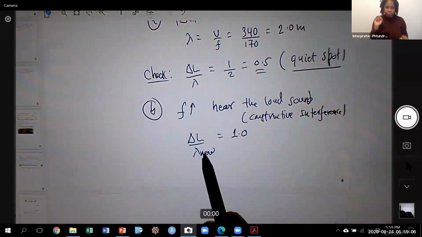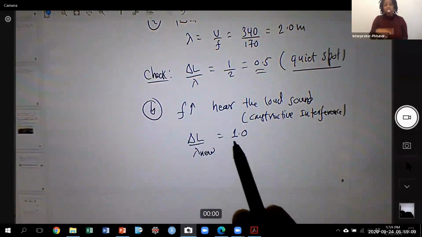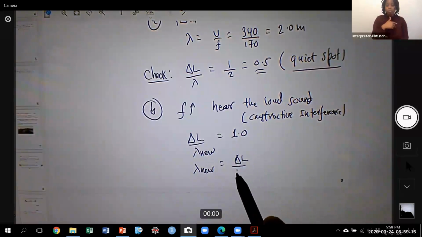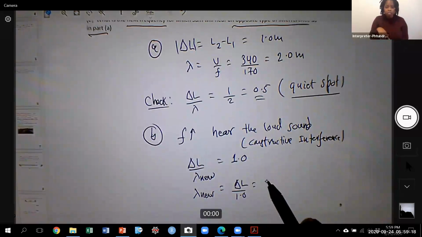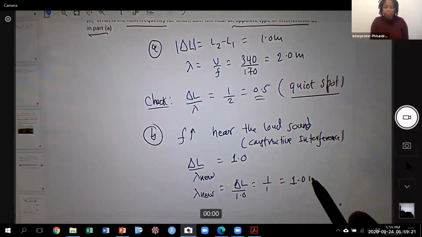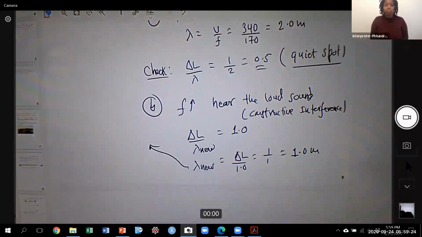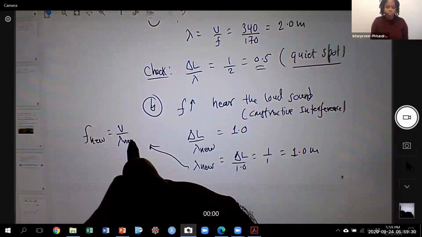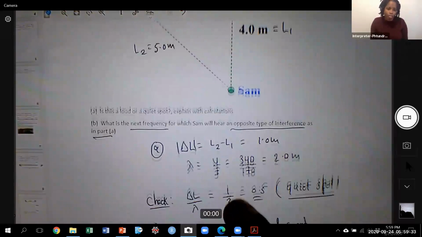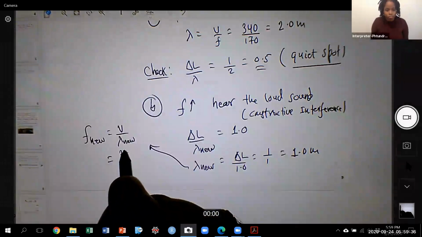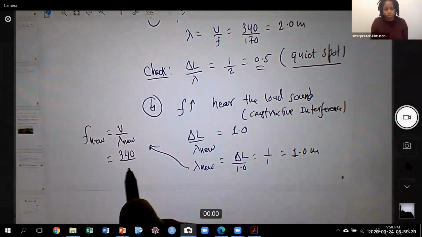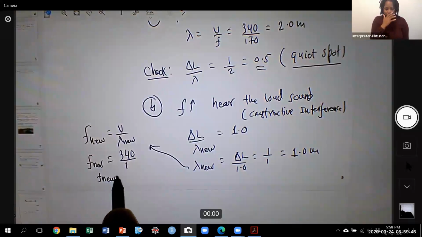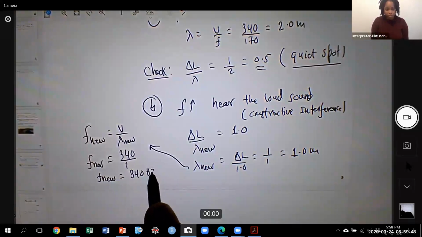Because the path difference has not changed, you find the new lambda first. New lambda will be delta L over 1. Delta L has not changed, so it's 1 over 1, so 1 meter. And then you convert back to frequency. Your new frequency, V is the same, so V is 340. 340 divided by lambda of 1 is 340 hertz. You have to double the frequency, yep.